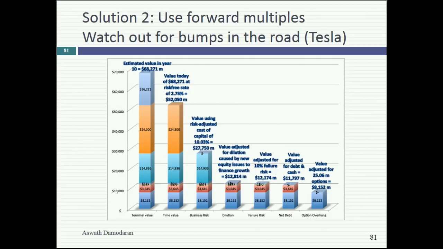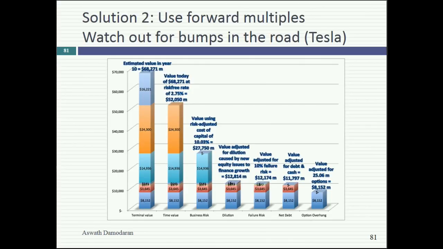So I drew this graph of how I lost value, how I went from that big terminal value to value today. First, I discounted back at the risk-free rate for 10 years. This is a pure time value effect. My 68 billion becomes 52 billion. Second, I adjusted for the fact that they're risky companies. When I discounted the cost of capital, the 52 billion becomes 27 billion.